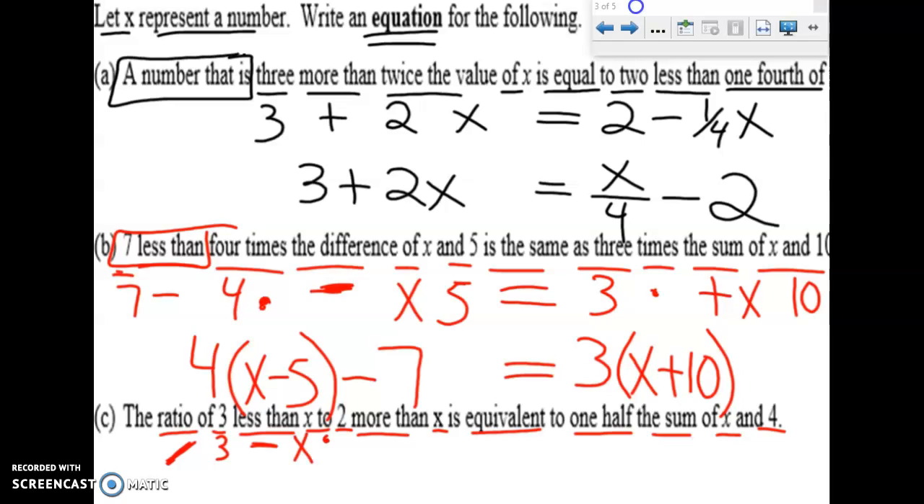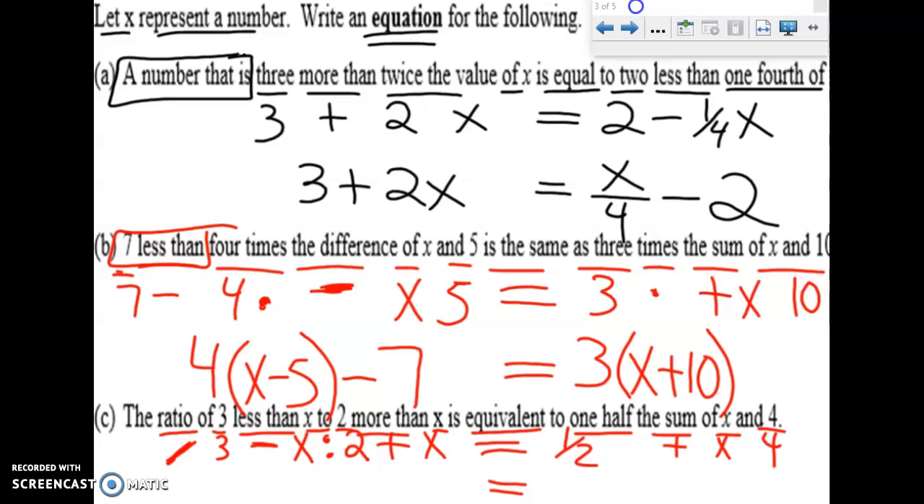Now 2 is another way to write a ratio, so I'm going to write a colon there, right? There's lots of ways to write a ratio: a colon, a fraction, or using the word to. 2 more than is addition, x. Equivalent is our equal sign, and then it's 1/2 the sum of x and 4. So there it is, fully annotated. It looks like a lot, but if you focus on just 1/2 of the problem, it's not going to be so bad.